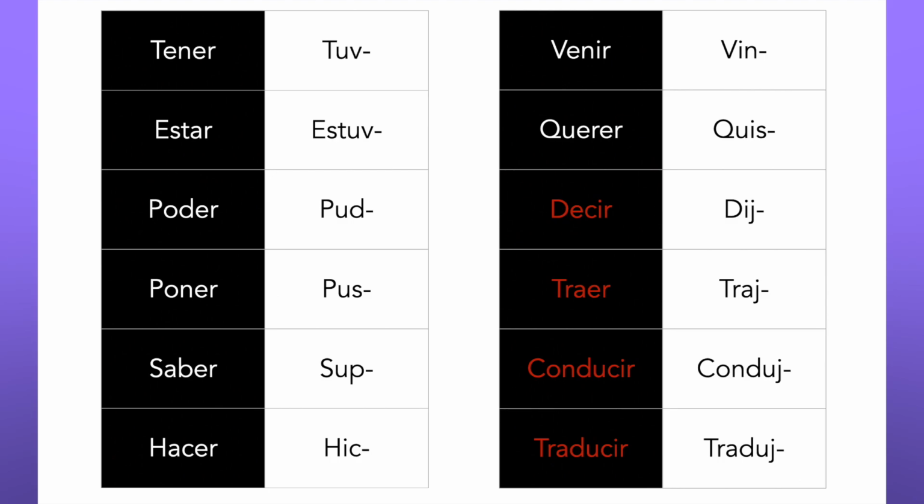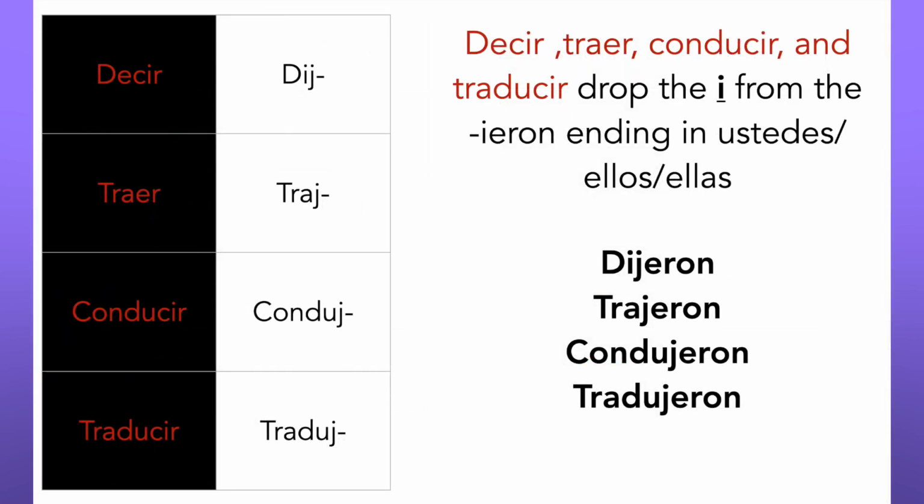Now, if you look at the final three verbs, traer, conducir, and traducir, those are going to be a little bit different if you look at the very ending. So the C goes to J. For conducir, ellos condujeron. Traducir, ellas tradujeron. Notice the C goes to J.